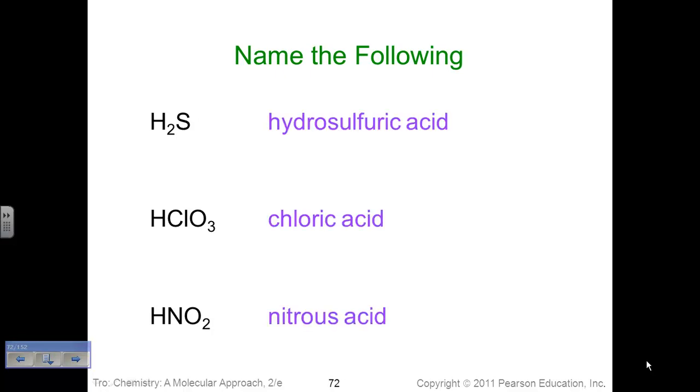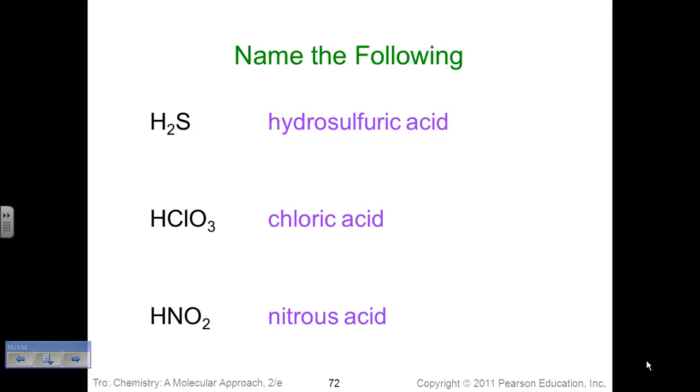How'd you do? H2S is a binary acid. We know to start that with the prefix hydro. If I would have named this not as an acid, it would have been named hydrogen sulfide. That ide ending says when it's binary, hydro, root word, ic: hydrosulfuric acid.